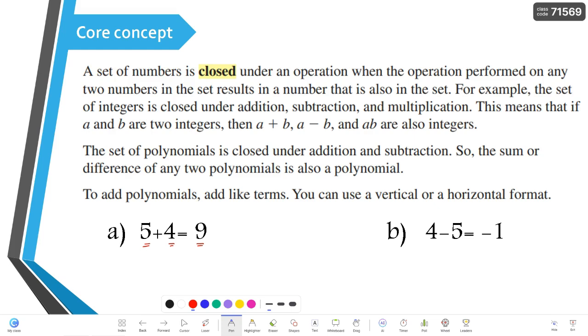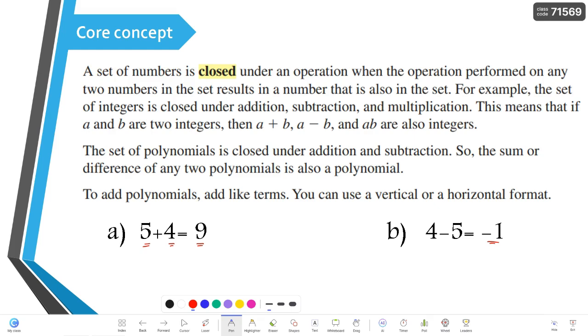On the other hand, if we use the same numbers, 4 and 5, and we try to subtract them, 4 minus 5 is equal to -1. Since -1 does not belong to the whole numbers, we can say that the whole numbers are not closed under subtraction. This is the meaning of the closure property. Here we have a statement that says the set of polynomials is closed under addition and subtraction. That means the sum of any two polynomials should be a polynomial, and the difference between any two polynomials should be a polynomial as well.